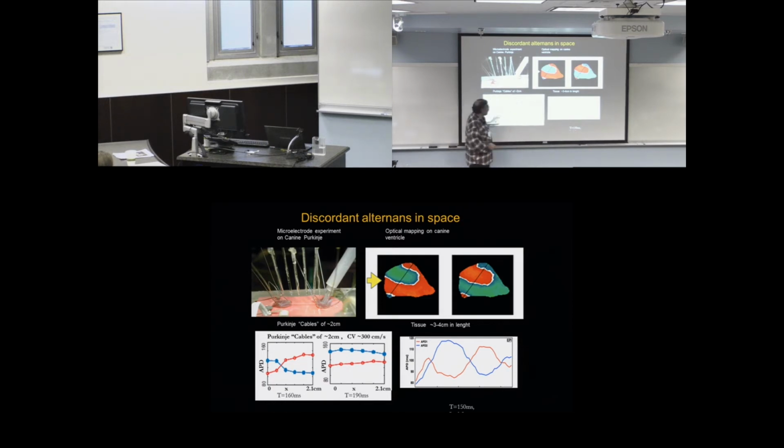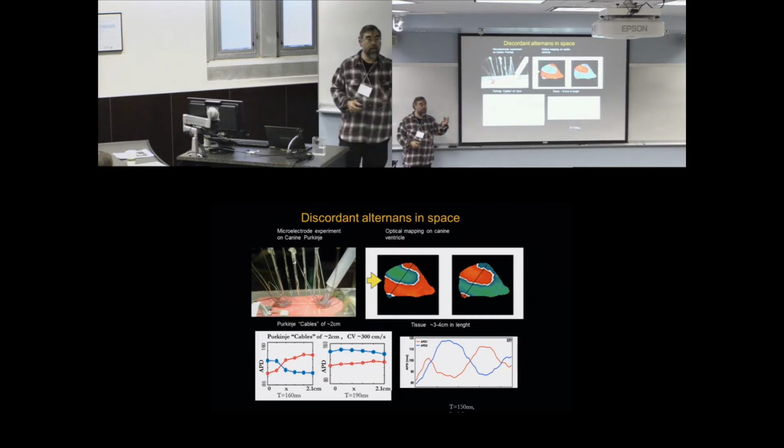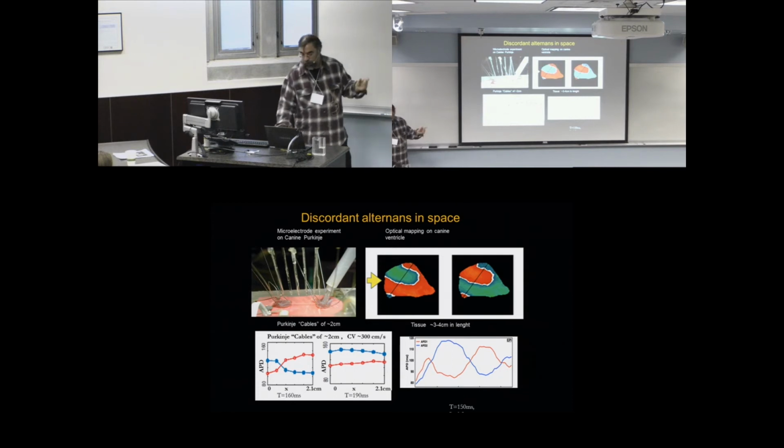And the conduction velocity in a Purkinje fiber is about 300 centimeters per second. It's very fast. The conduction in dog tissue is about 80 centimeters per second. And you can have like 3 nodes in 3 to 4 centimeters. So small domains can actually handle alternans or discordant alternans.